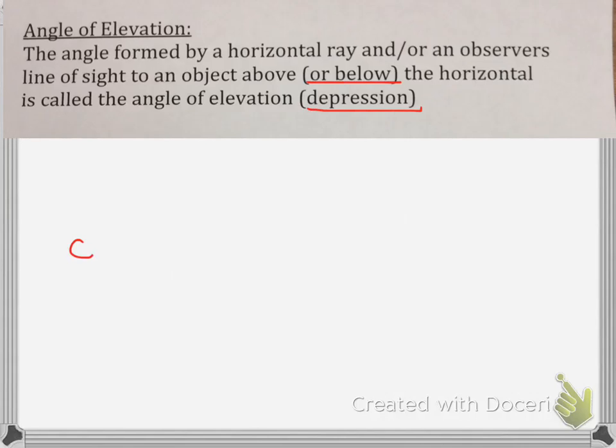Just to give you some lovely artistic images to correspond with this. Hello, observer. The observer is looking at an object in the sky: sun, star, UFO, whatever you want to call it. They're looking up at that angle. We have our horizontal. We're going to form our right triangle. There represents our angle of elevation.